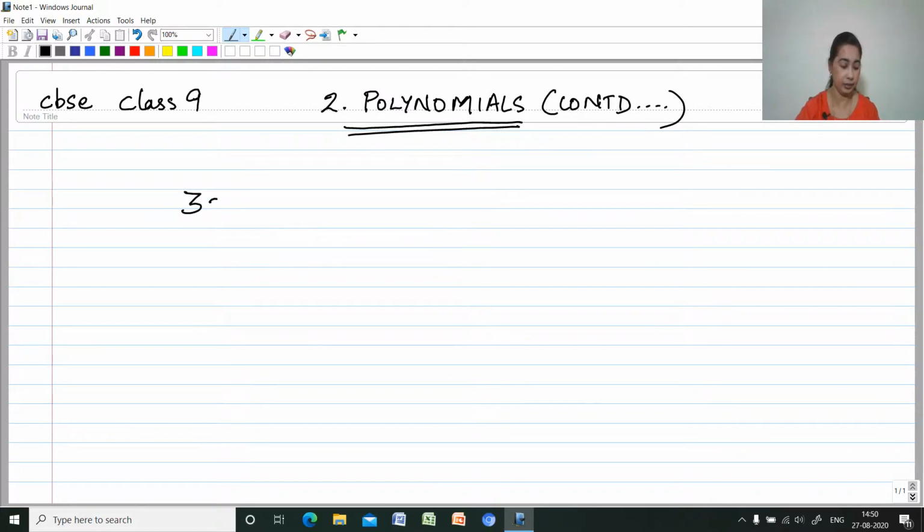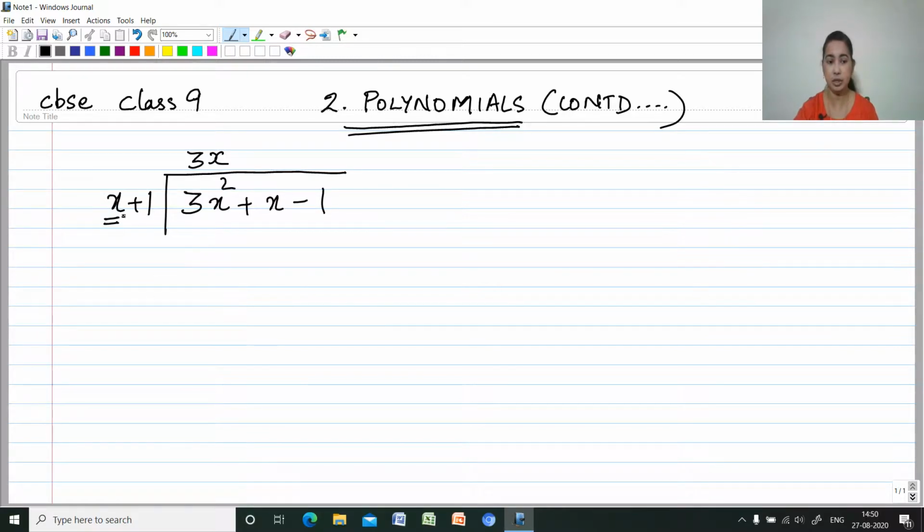Let us divide 3x square plus x minus 1 by x plus 1. So how to divide 3x square plus x minus 1 by x plus 1? First we are moving on to the long division method. We have to check with what I have to multiply this x in order to get 3x square. If I am multiplying this x by 3x, I will get 3x square. So x into 3x gives 3x square, that I am writing here. And 1 into 3x gives plus 3x.